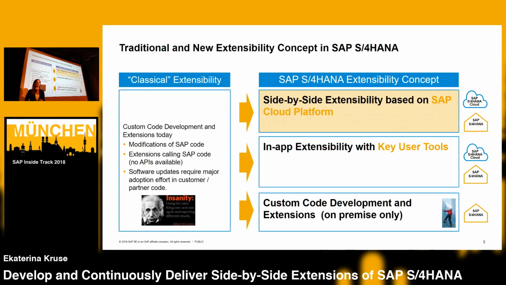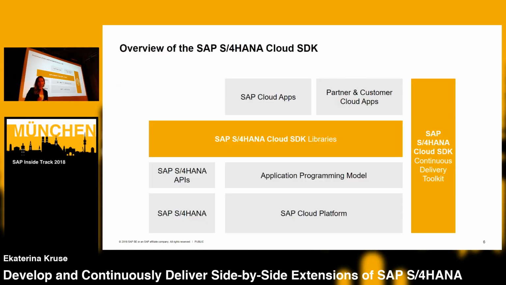So we are talking about side-by-side extensibility, where we build the application in SAP Cloud Platform and integrate with S/4HANA via APIs. So now the question is, when I decided to build my side-by-side extension in SAP Cloud Platform, how can I do it? How can I get started with this? First of all, it's of course important to mention that SAP Cloud Platform supports several runtime environments, different programming languages, containers that you can use for your development.